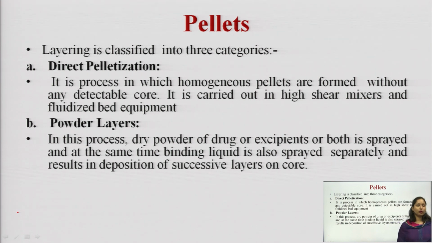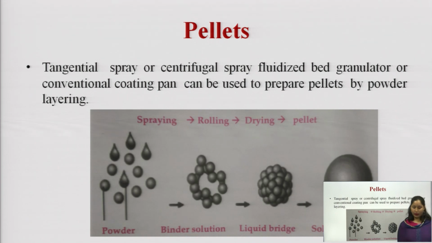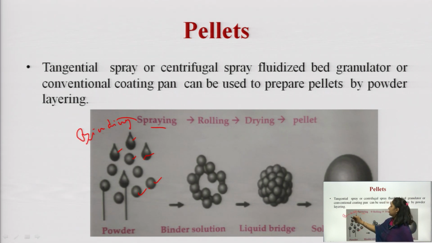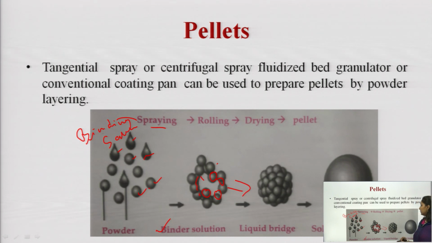In this process, dry powder of drug or excipient or both is spread, and at the same time binding liquid is also spread separately, and it results in deposition of successive layers on the core. So here, if we see, these are your powder particles. On this we spray a binding solution. We take a core material and on that we spray powder particles, and we simultaneously also spray a binding solution. What will happen? The powder particles will get deposited on the core material in a rolling motion, and then we subject it to drying. During drying, the liquid bridging of the binding solution forms.